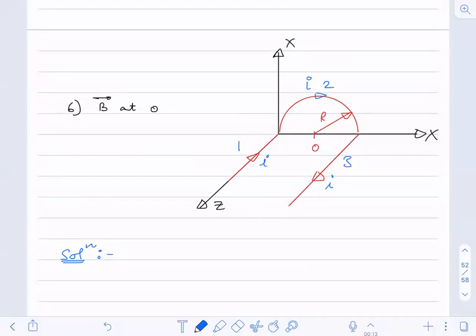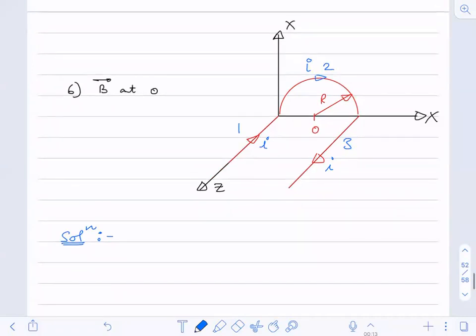So that will be the direction of the magnetic field at point O due to wire 1. Similarly, you can do it for wire 3 also. I'm just calculating the values and telling you. The magnetic field due to wire 1 will be, this is a semi-infinite case, so mu naught I by 4 pi r.